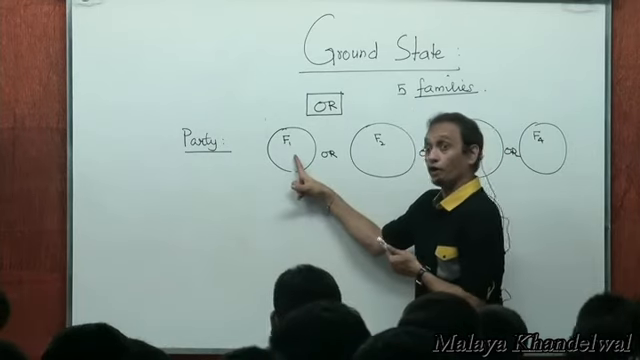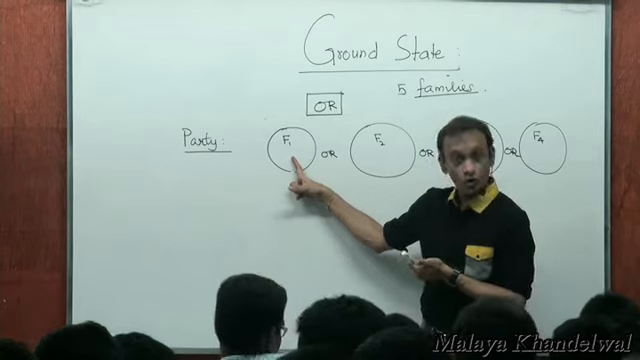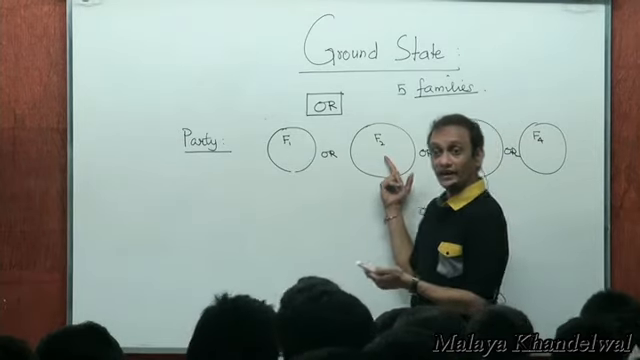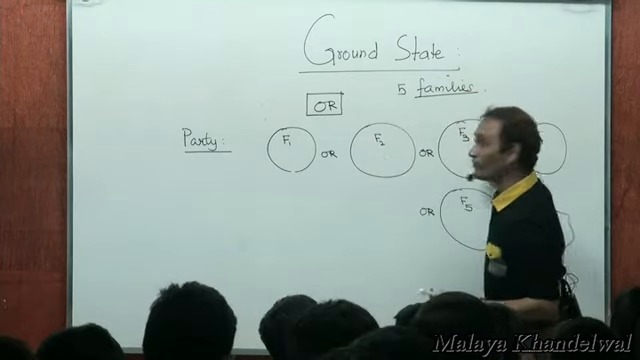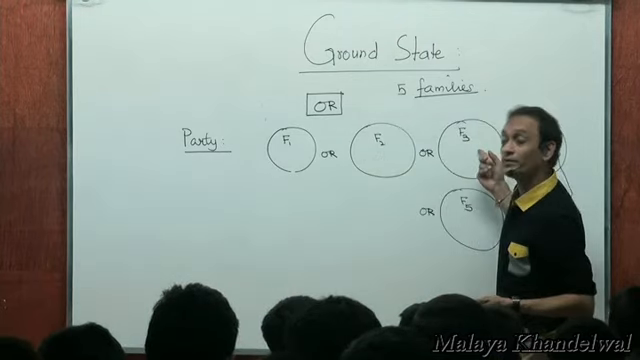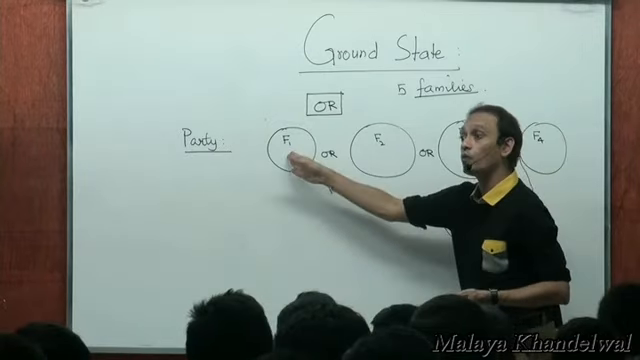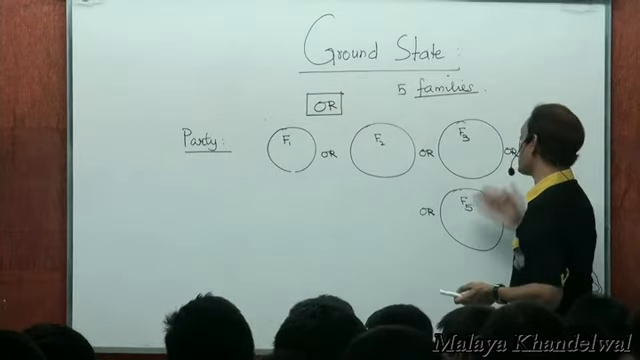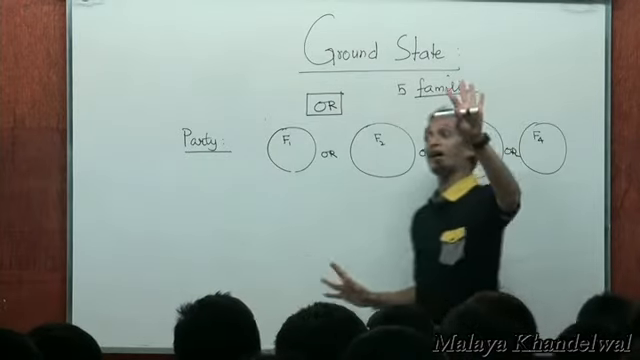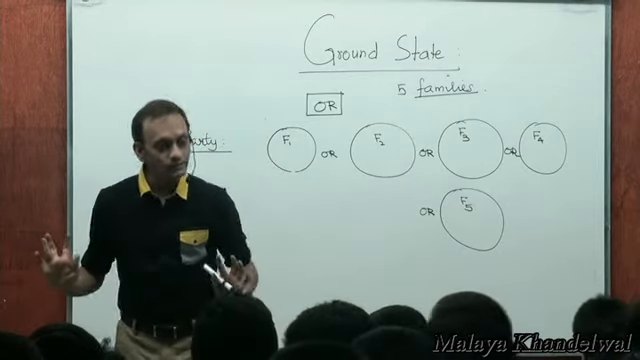There is only one way of inviting members from family 1, F1. There is only one way of inviting members from family 2, F2. Then one more way, just one way from inviting members from family 3, 4, 5. So there are 1 plus 1 plus 1 plus 1 plus 1. So that makes it 5 ways of having your party go through, right?